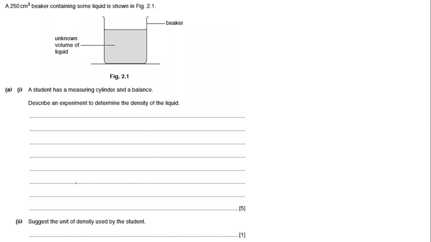Okay. A 250 cc beaker with some liquid is shown in the figure. Unknown volume of the liquid in the beaker is given. A student has a measuring cylinder and a balance. Describe an experiment to determine the density of the liquid. How do you find the density of the liquid here? You are being given a measuring cylinder and a balance. So what do you do? How do you work with it?